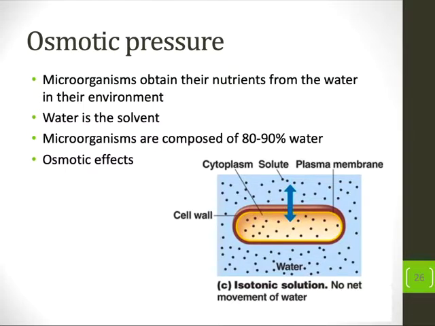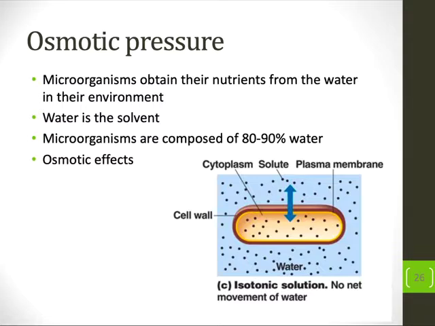Then you have osmotic pressure. So microorganisms obtain their nutrients from water. In the water in the environment, you have the food particles or nutrients that dissolve in the water, and then they are able to absorb them through their membrane, through one of the transport means. So generally, microorganisms are composed of about 80 to 90% water. You have about 0.85% salt, so sodium chloride content, in microbial cells generally.